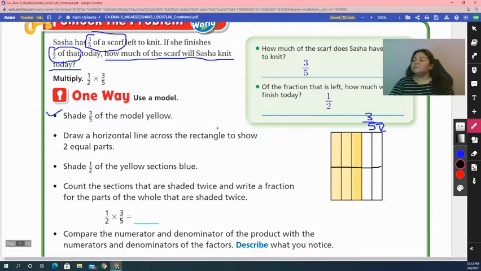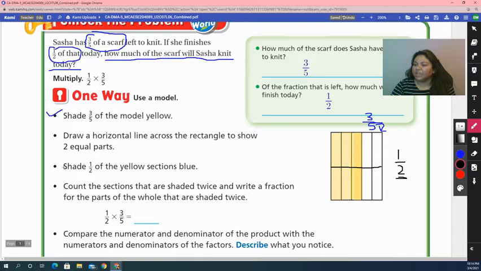Okay. So I drew a horizontal line. So now I have 2 rows, right? 1, 2 rows. And I showed 2 equal parts. The reason why is because if I model 3/5 going in columns, I'm going to model a half on the opposite side. My denominator tells me how I'm cutting my model, how many parts I will have. So in this case, my denominator is 2.